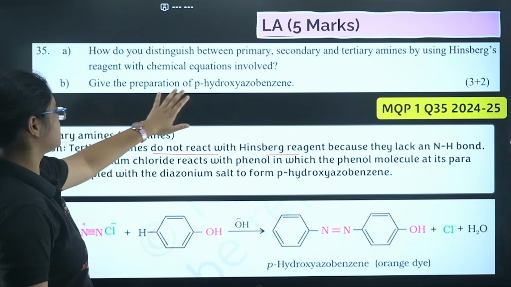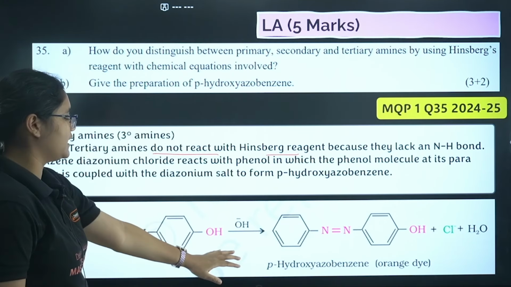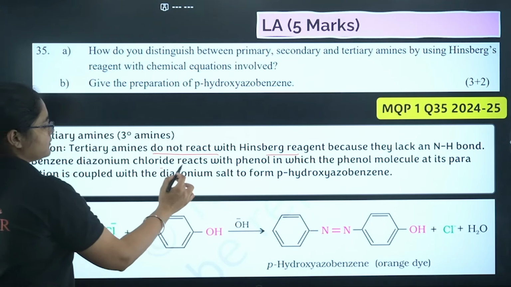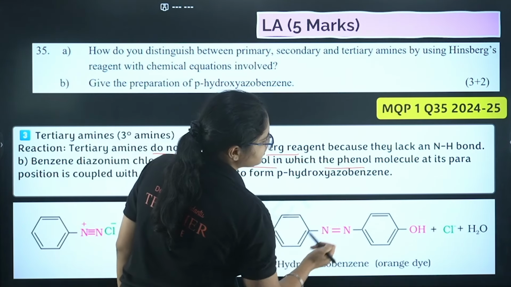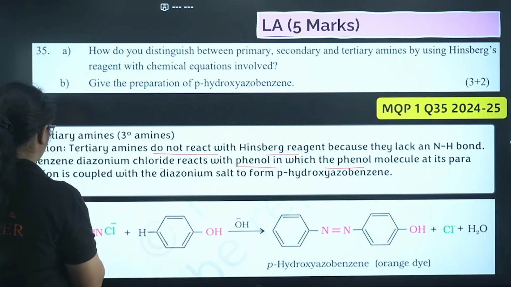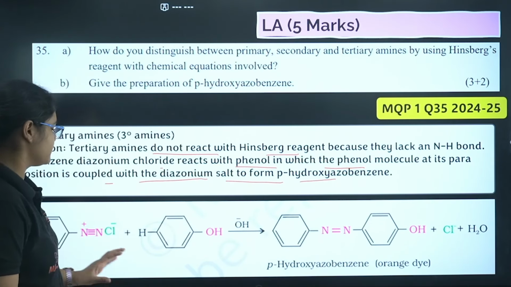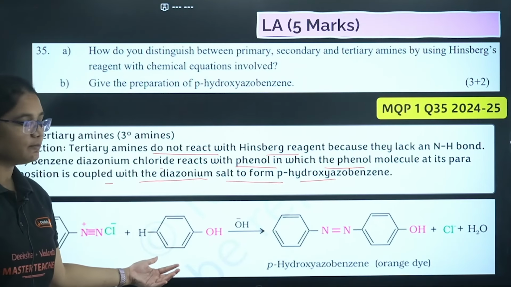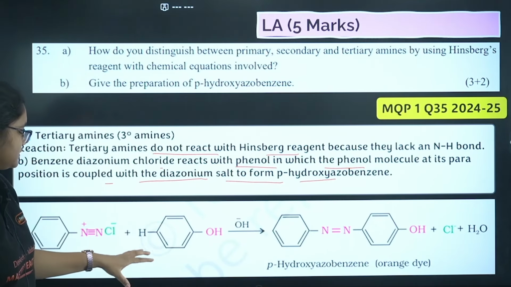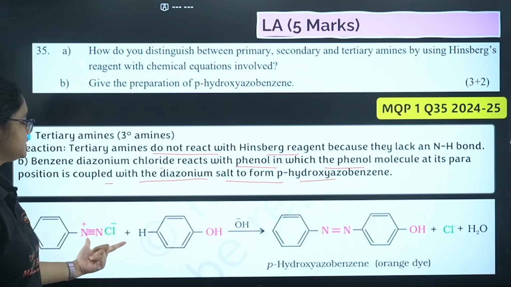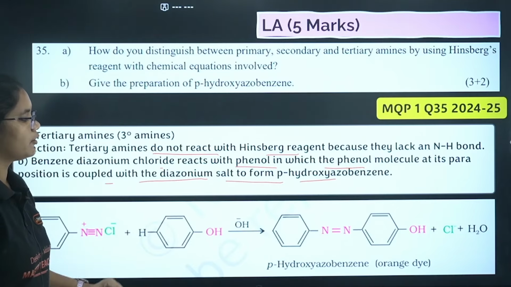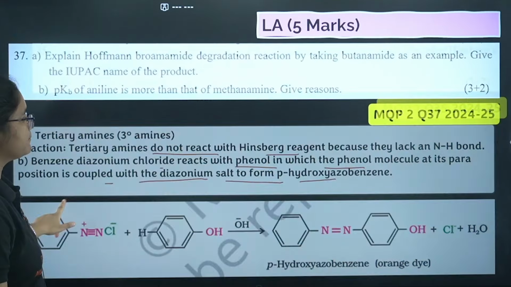The second question is, give the preparation of para-hydroxyazobenzene. Benzene diazonium chloride reacts with phenol, in which the phenol molecule at its para position is coupled with diazonium salt to form para-hydroxyazobenzene. Like we have para-aminoazobenzene, it is the same with para-hydroxyazobenzene. This reaction is here and you will get the coupling product, which is an orange colored dye.